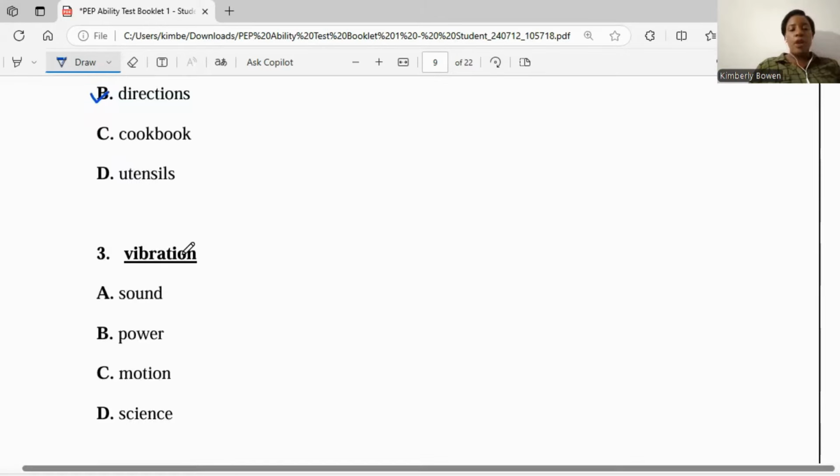What is an essential part for vibration? You can have a vibration without sound, and power and science are not directly related to vibration. It's not an essential part of vibration. And vibration, by definition, is motion or movement being created. So therefore, the answer is motion.